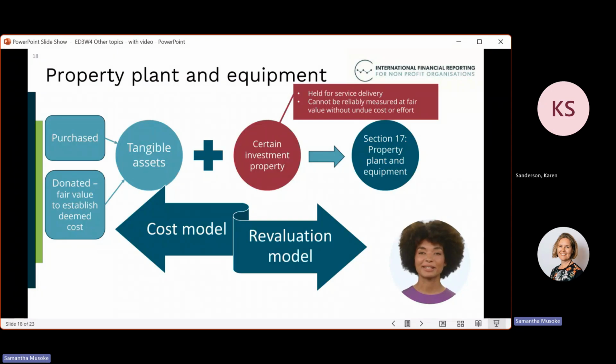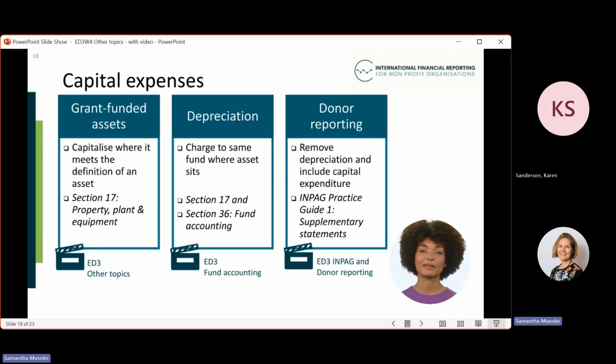Section 17 permits assets to be measured using either a cost model or a revaluation model. Each model has advantages and disadvantages. The cost model is simple to apply, while the revaluation model allows a measurement that takes into account the value of the asset to the NPO. NPOs can decide which is most appropriate. When NPOs receive donations of property, plant and equipment, these are measured using fair value on initial recognition to establish a deemed cost. In INPAG, assets are recognized when they meet the definition of an asset.